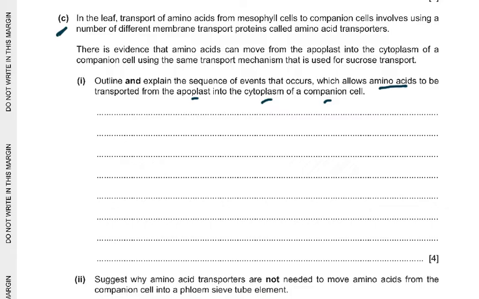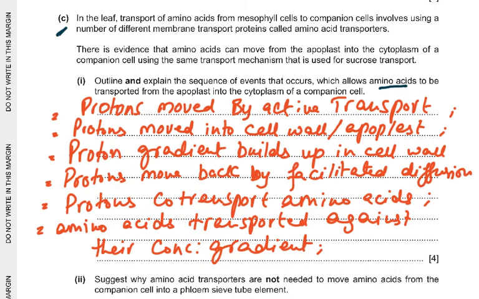Protons moved by active transport. Protons moved into the cell wall, then a proton gradient builds up in the cell wall, then protons move back by facilitated diffusion from a higher to a lower concentration, and protons co-transport amino acids. Or you can say amino acids move with the protons through a co-transporter protein. So amino acids are transported against their concentration gradient. But please remember, it is co-transport which is actually taking place. So the points are very basic and easy.